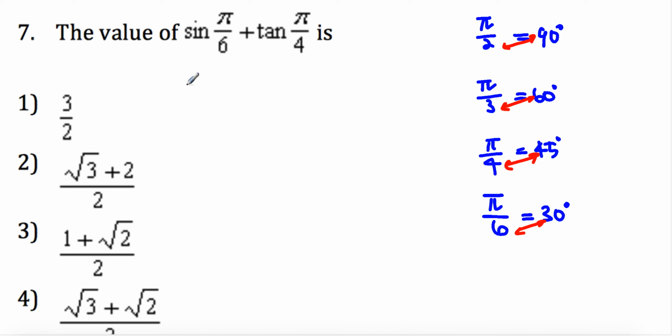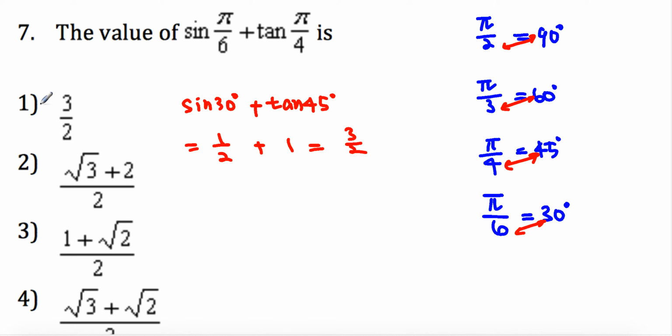So here we end up getting sine of pi over 6 becomes sine of 30 degrees. Tangent of pi over 4 becomes tangent of 45 degrees. Then what do we end up getting? Sine of 30 is 1/2. Tangent of 45 is equal to 1. So when you add them up, we get 3 over 2 as our answer, which is choice 1.